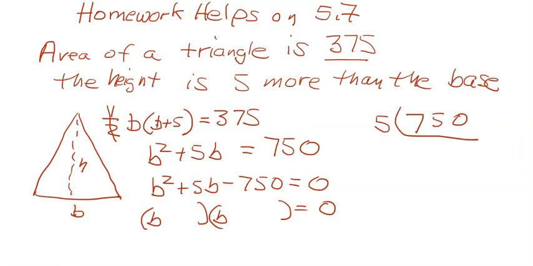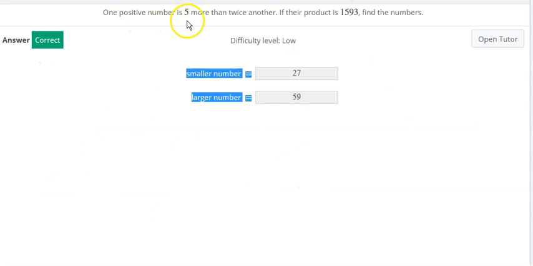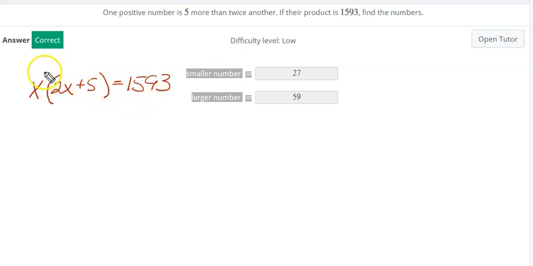Back to our regular screen. Again, one positive number is twice the other. Their product is this. So again, in setting up the equations, one number would be x. The other number would be twice x, and then 5 more. And that's going to equal. So again, you distribute.